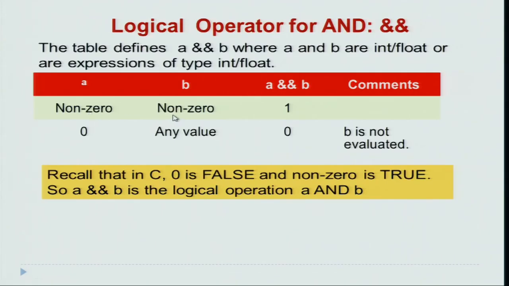If A is a non-zero value and B is a non-zero value, then C considers that both are true. So, the output value of A and B is 1. If A is 0 and B is any value at all, the output is 0. Okay, and B is not evaluated. Okay, so, this is the same as the logical AND. The only thing to note is that if in evaluating A and B, you already know that A is 0, then you know the result is 0. Okay, so, C will not bother to evaluate B because it knows that the result is already 0.